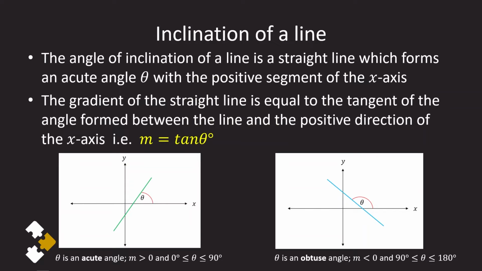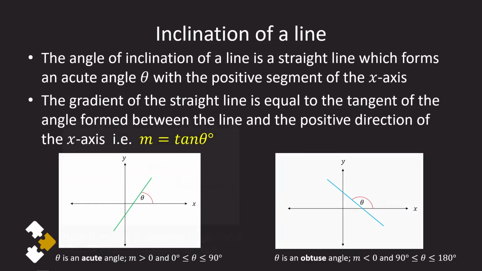Now the inclination of a line. The angle of inclination of a line is the angle that a straight line forms, an acute angle theta, with the positive direction of the x-axis. The gradient of the straight line is equal to the tangent of the angle formed between the line and the positive direction of the x-axis. And this just means that the gradient is equal to tan of theta. So it's always the angle between the x-axis and that line, as indicated in these two diagrams there.